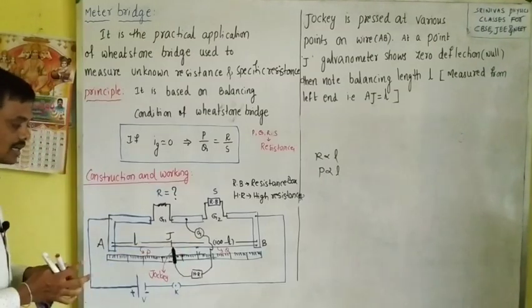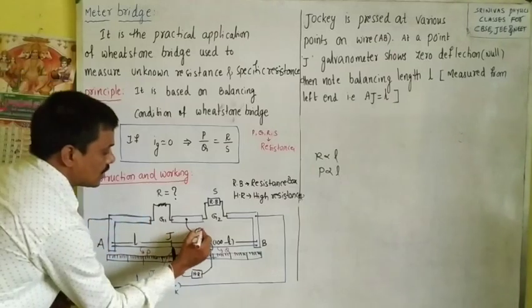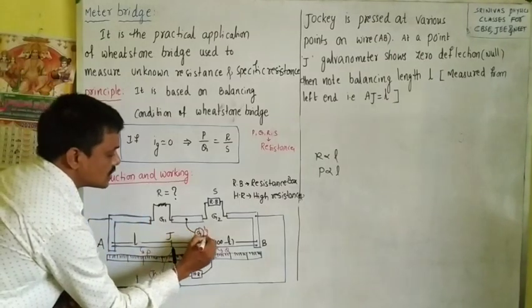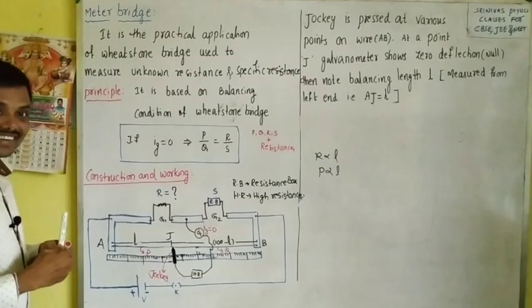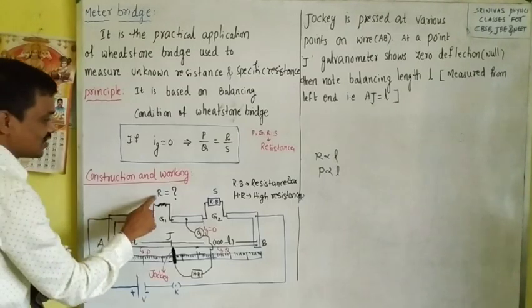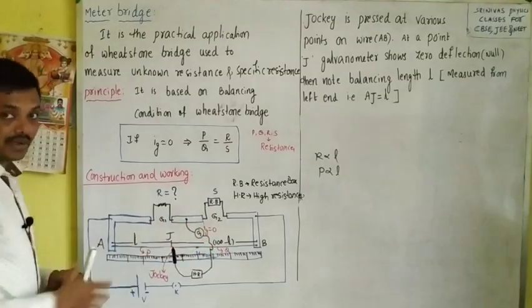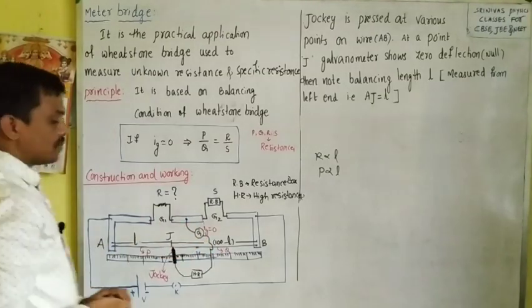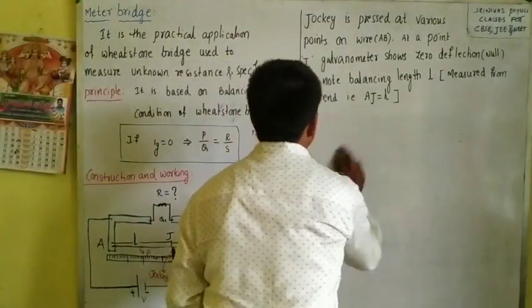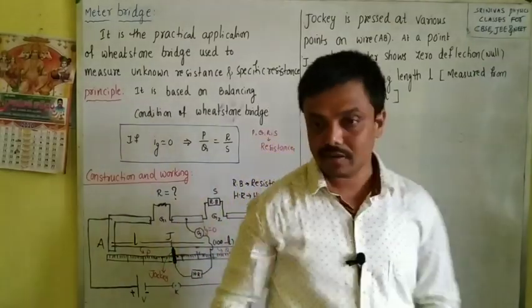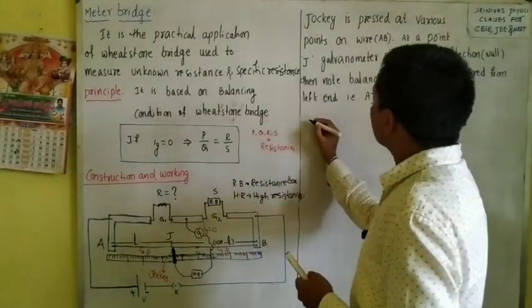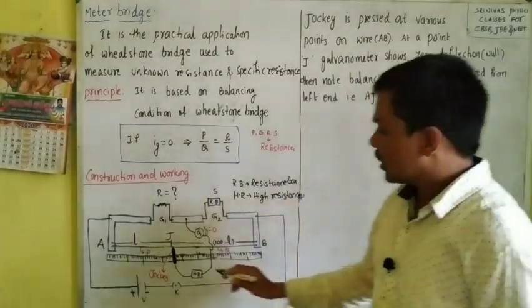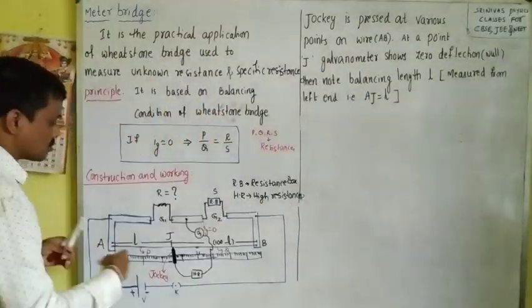When the galvanometer shows zero deflection, Ig will become 0. Then the bridge is balanced. At that moment, we can take the ratio of resistances R by S is equal to P by Q. Now here we write one thing that we know. What we have to do: the jockey is pressed at various points, and at a particular point the galvanometer shows zero deflection.